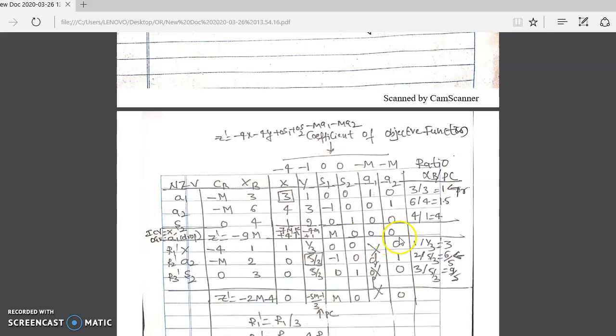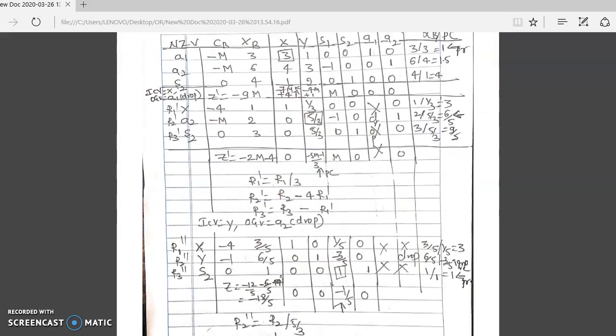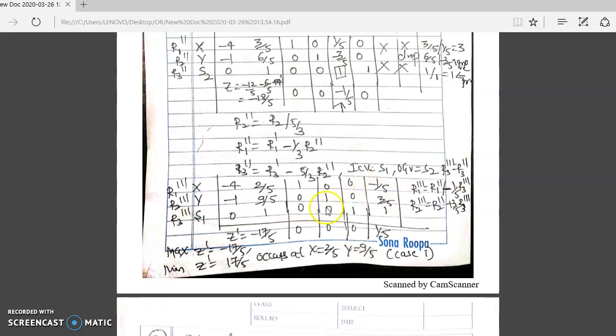Then perform the row operation. I am writing the row operation here. Continue until all the indicators are positive. Just look here, all the indicators are positive and we got the solution Z dash equal to minus 17 by 5, and at the same time no artificial variable appears in the basis. If any artificial variable appears, then the problem does not have any solution, but here no artificial variable is there, so the problem has a solution.